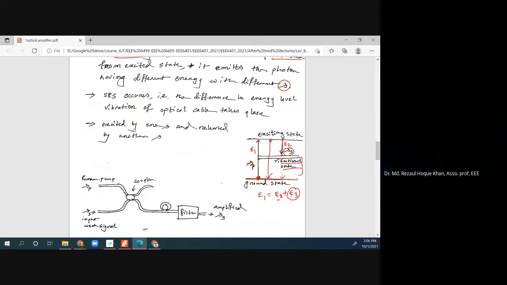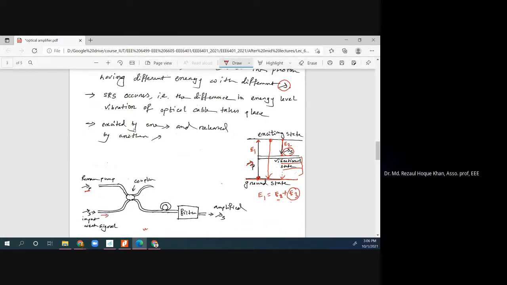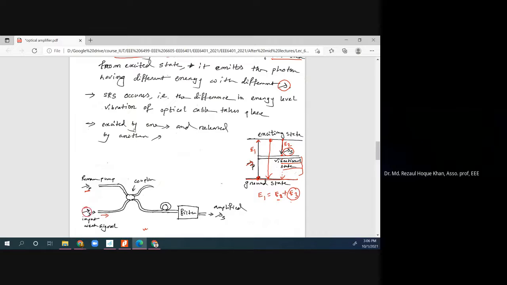So here you see the pump wavelength is lambda p, and there is the weak signal, the signal we want to amplify. For example, imagine we have a very weak optical signal, a low energy signal. We want to increase its energy. How can we do that? That input signal will be inputted through here. And this is the pump energy, pump frequency wavelength, which is different from the weak signal. So the pump is coming, the weak signal is also coming.